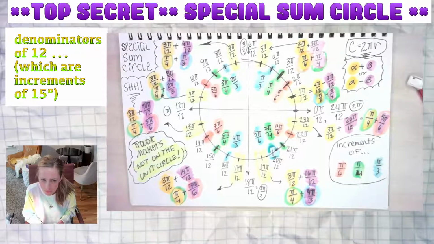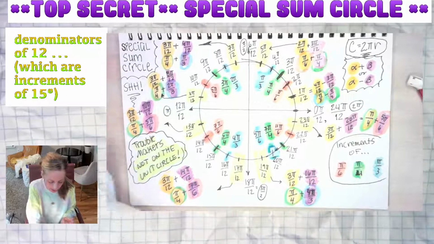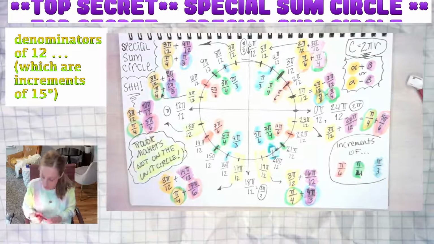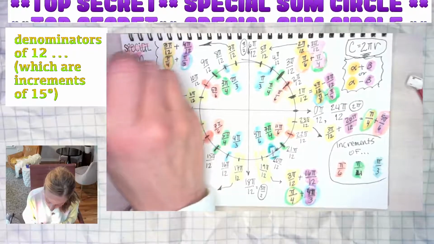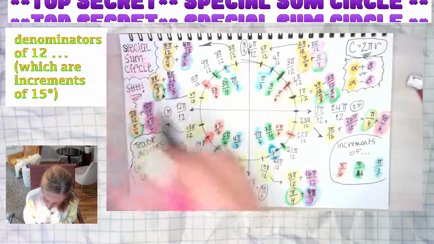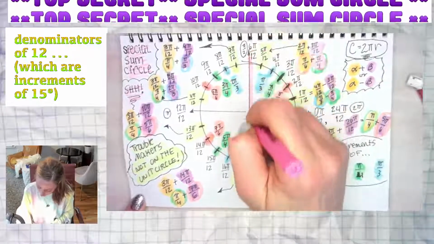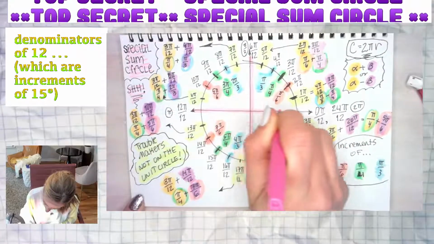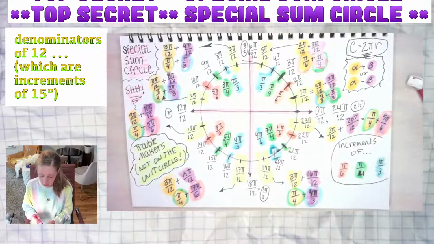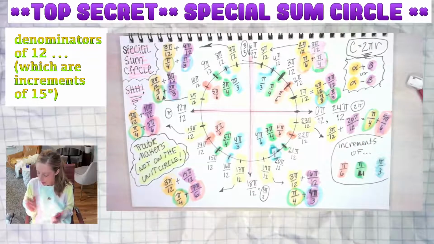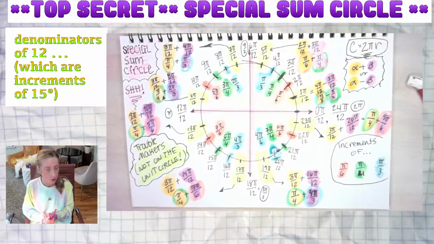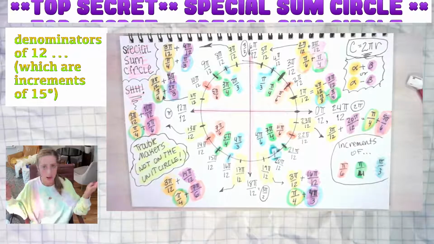But I promise if you think about it and get the hang of it, I think it's going to become very helpful for some of you. So it's our special sum circle, top secret. Shh, don't tell anyone. And make sure you know your ordered pairs for the ones that are not the troublemakers. And if you know your ordered pairs, X is the cosine, Y is sine, and you're good to go.